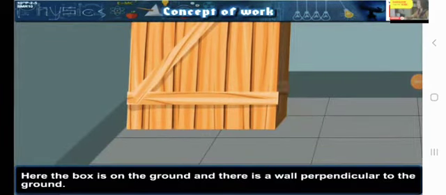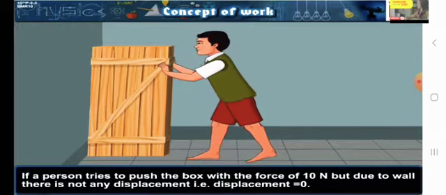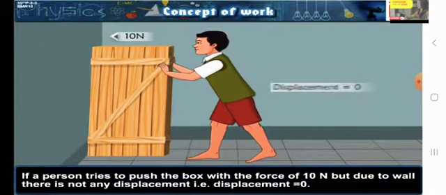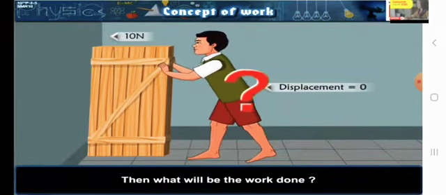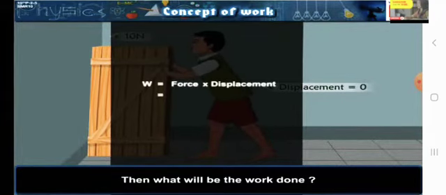The third situation. Here, the box is on the ground and there is a wall perpendicular to the ground. If a person tries to push the box with a force of 10 Newton, but due to the wall, there is not any displacement, that is, displacement is equal to 0, then what will be the work done? Here, work is equal to force into displacement. So work is equal to 10 Newton into 0, which equals 0.